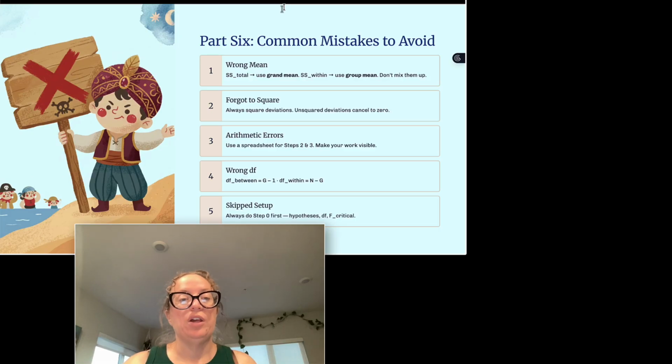Okay. And the fifth mistake is forgetting the setup steps. You'd be shocked how many students calculate all 7 steps, get an F value, and then don't know what to do with it because they never set up hypotheses or found their F critical value. So always do the 0 pre-step first. Okay, hypotheses, degrees of freedom, critical value before any calculation.